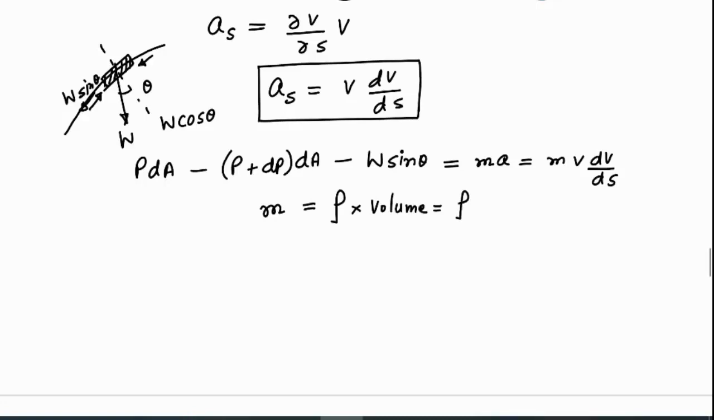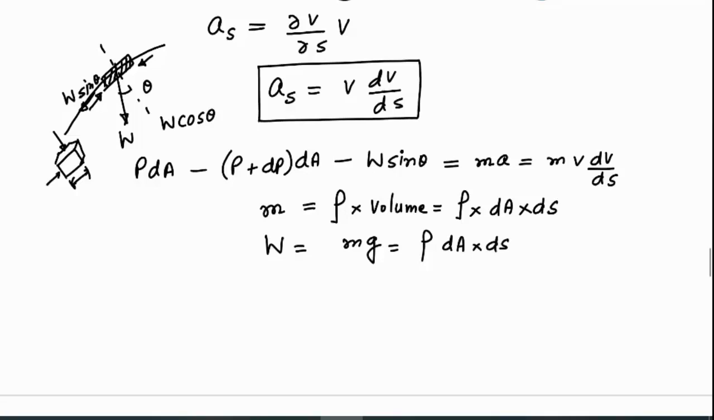So this means rho times dA, where dA is the area. If you consider this portion, this area is dA, and this side length is ds. So volume will be rho times dA times ds. So mass will be rho times dA times ds. Weight will be mass times g. So this will be rho times dA times ds times g.